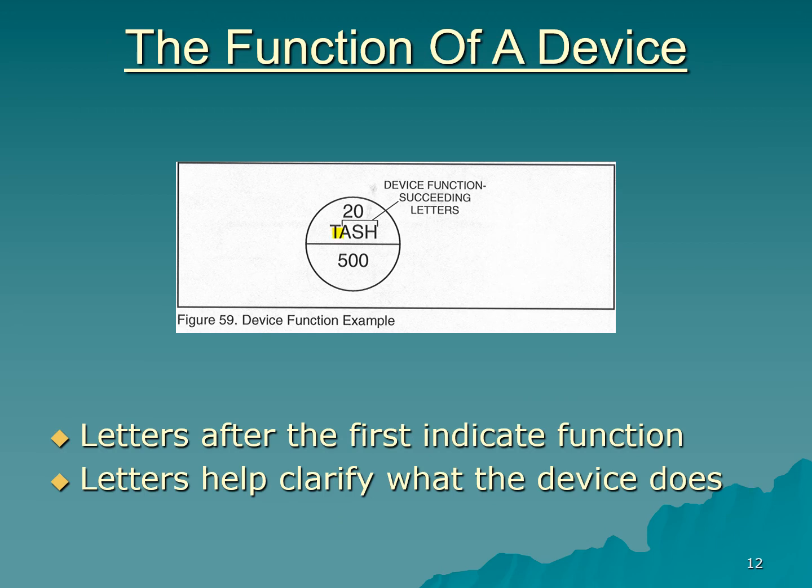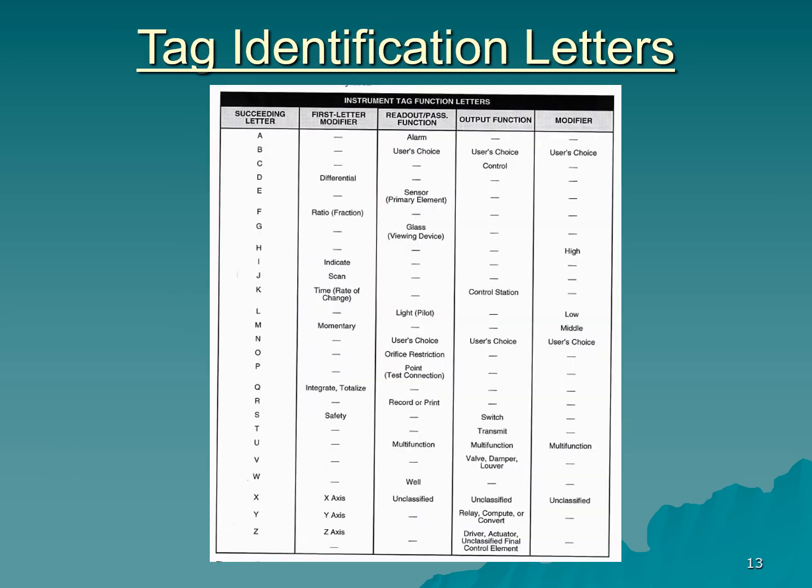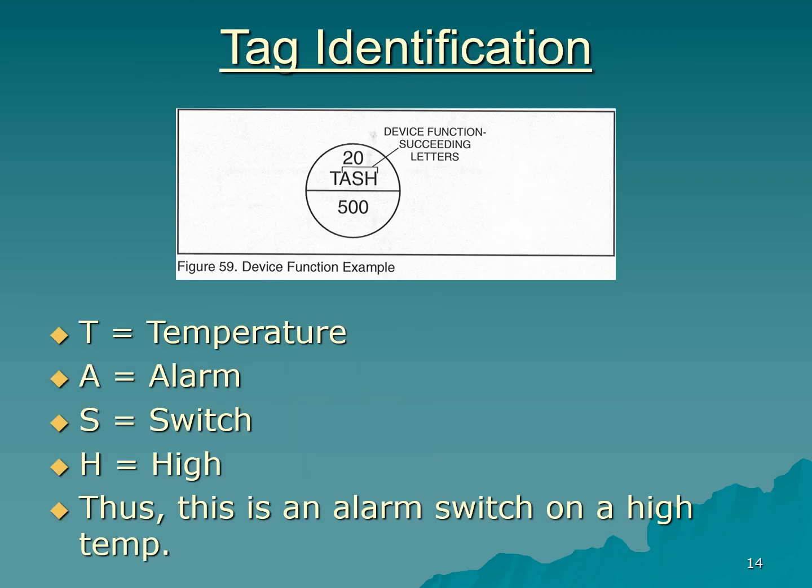We're measuring temperature. Well, what do the succeeding 3 letters mean? They mean something else. In this case, they can mean it's an alarm, like this one was ASH, so it's an alarm. It's not going to be safety, it's going to be a switch. And H means it's high. So it's a temperature alarm switch high, TASH.